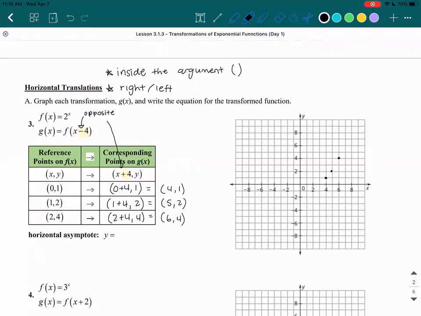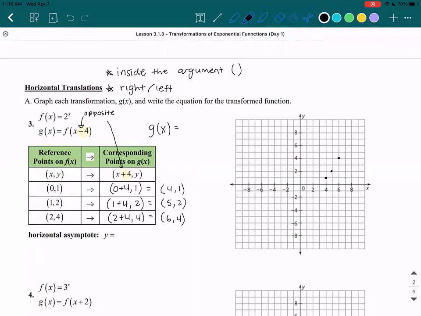So I got my 3 dots laid out, but let's pretend I don't know how this will look. Like I don't know where my asymptote is. So let's write out our equation, and then we can write out our asymptote, and then we can graph the rest. So to write out our equation, we have g of x is equal to f of x minus 4. So it's a little bit strange, but let me show you here.